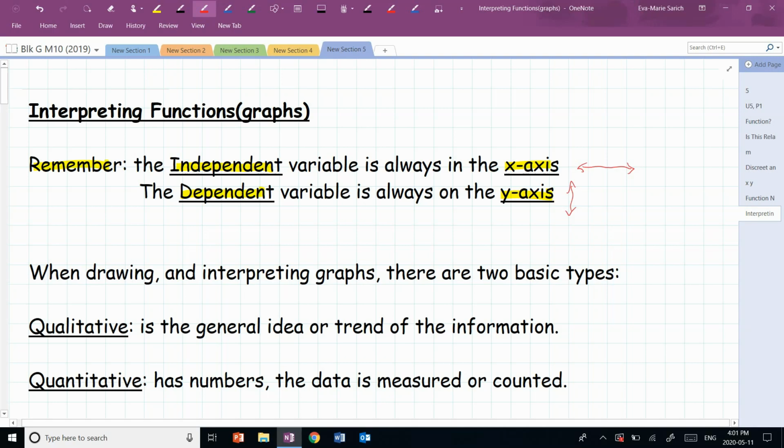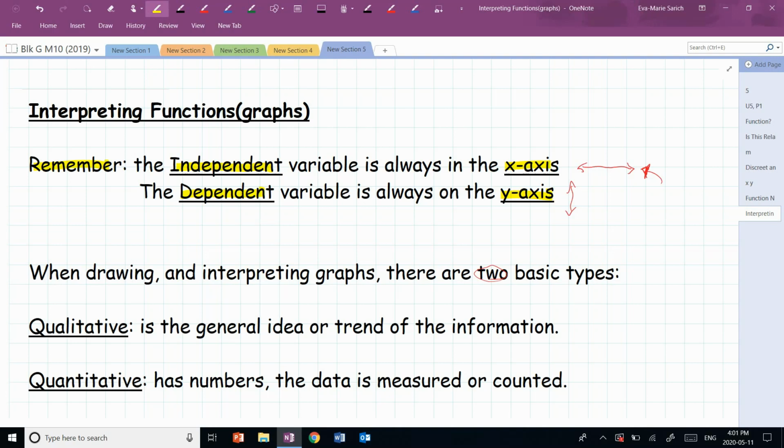Okay, so the y value depends on the x value. So this is the one running the show. This is the one controlling what's happening on the graph. Okay, the independent variables. Now, when drawing and interpreting graphs, there are two basic types, okay?